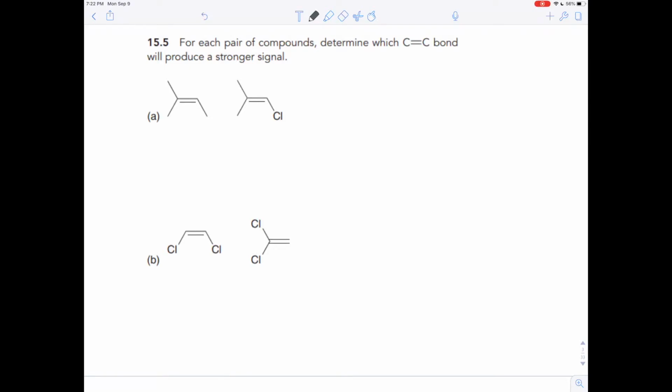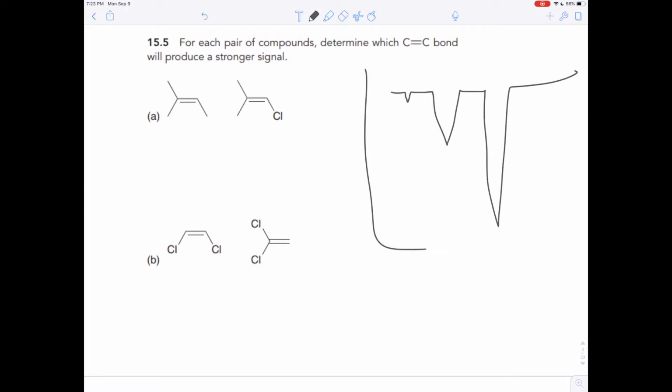Exercise 15.5 says for each pair of compounds, determine which carbon-to-carbon bond, double bond, will produce a stronger signal. And the strength of the signal is how far the dip goes down in the IR spectrum. So from weakest to strongest, you'd have a dip like this, and a dip like this, and a dip like that in your IR spectrum. So this is the stronger signal there.